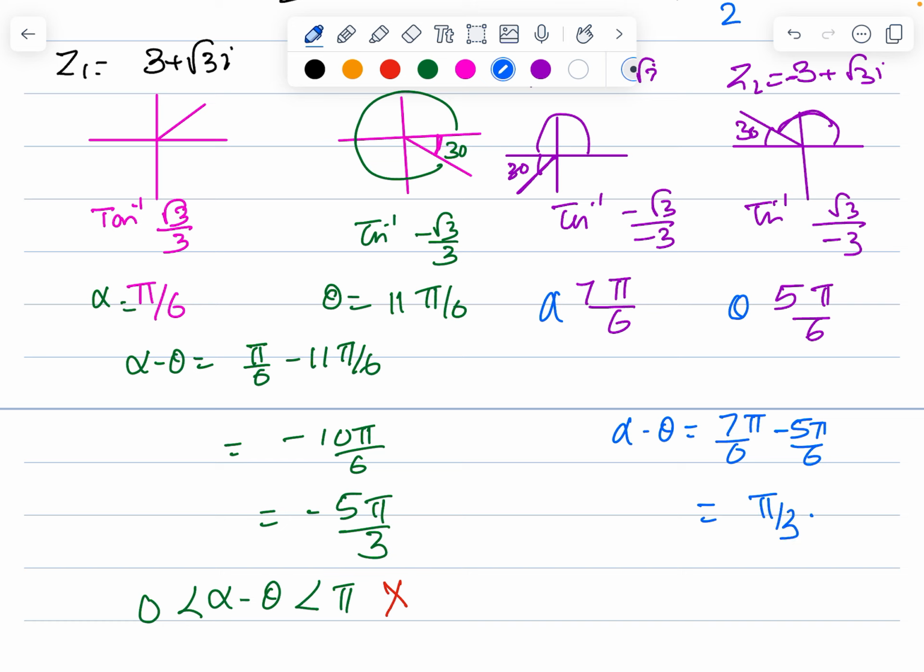And it lies between this range. So therefore, there is only one equilateral triangle.